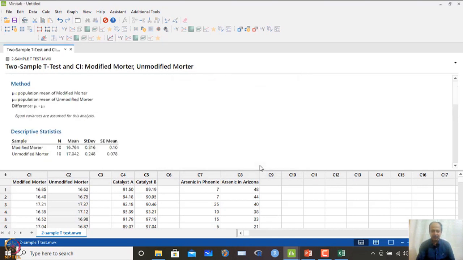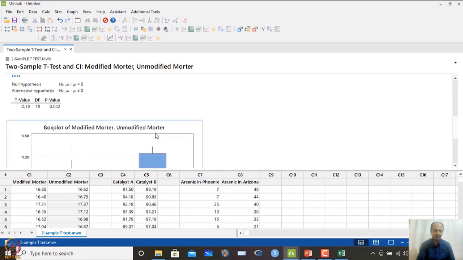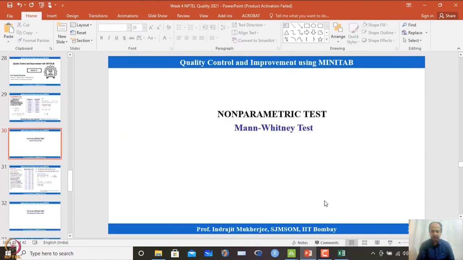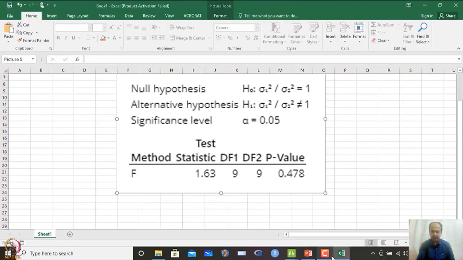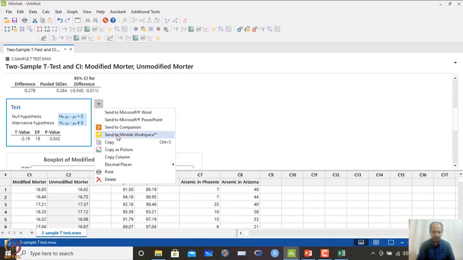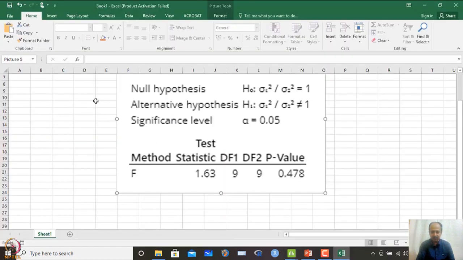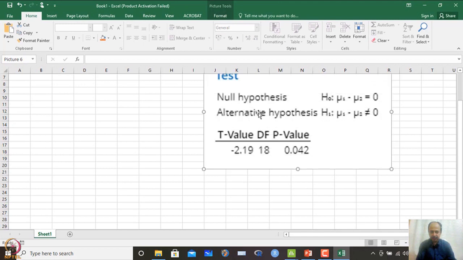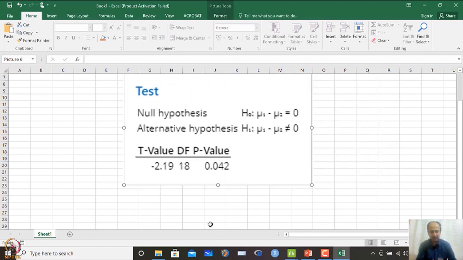I will click OK, and we can see the test statistics, the same test statistics we have got here, for catalyst 1 and catalyst 2. Let us go back to this analysis, I can copy this and place it over here, and we can see whether the modified and unmodified are different or not. Here the p value is 0.042, which is less than 0.05, which means there is a difference between these two values.